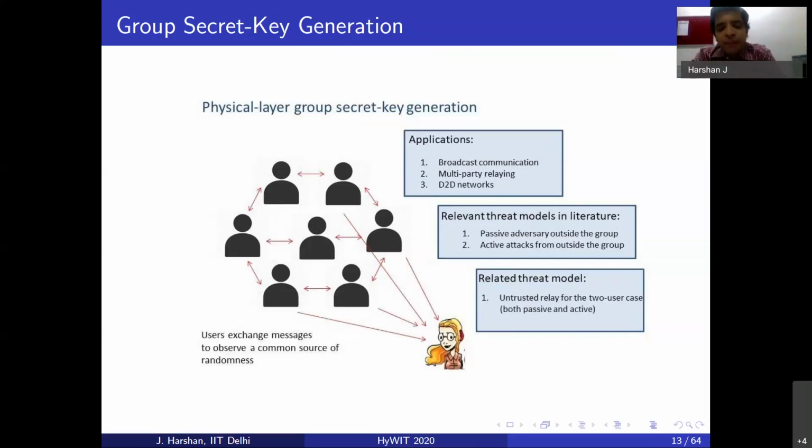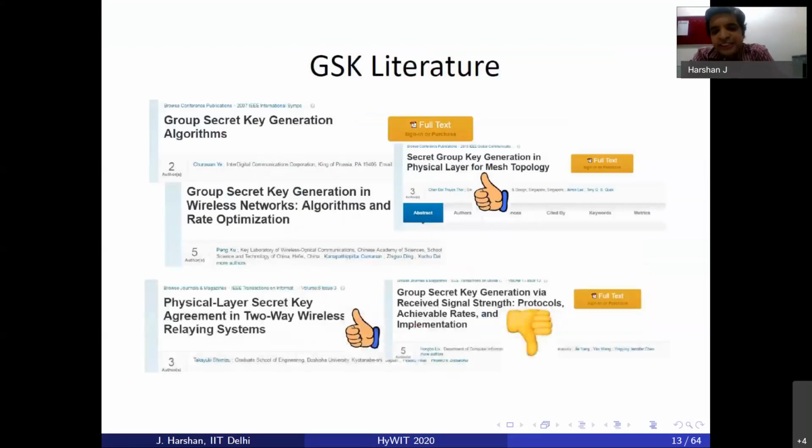So these are the various applications for group secret key generation. Usually, they can be seen in ad hoc network scenarios. Now, again, looking at the literature, there are a number of research contributions in this space as well, mostly looking at algorithms for key generation, fundamental limits, and so on.